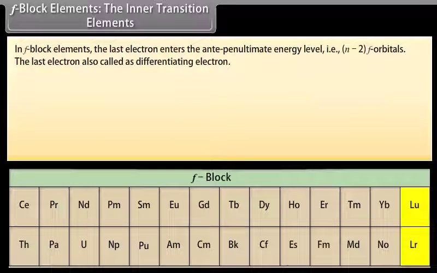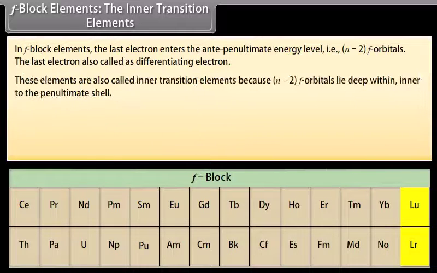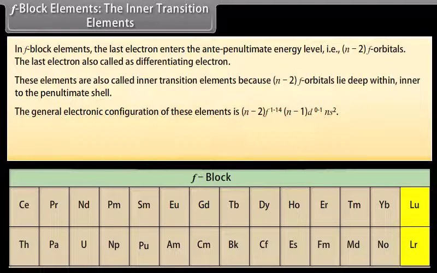F-block elements, the inner transition elements. In F-block elements, the last electron enters the antepenultimate energy level, that is (n-2) f orbitals, where n can be 6 or 7. The last electron is also called the differentiating electron. These elements are also called inner transition elements because (n-2) f orbitals lie deep within, inner to the penultimate shell. The general electronic configuration of these elements is (n-2)f1-14, (n-1)d0-1, ns2.